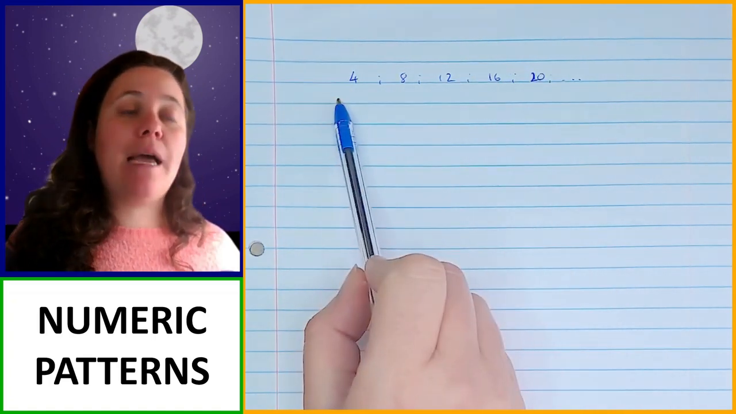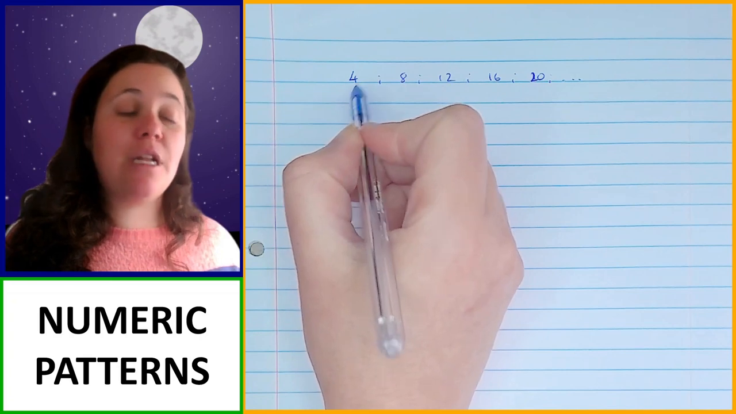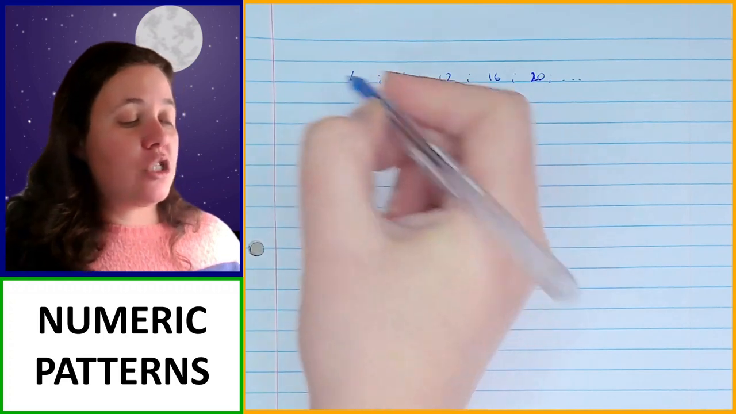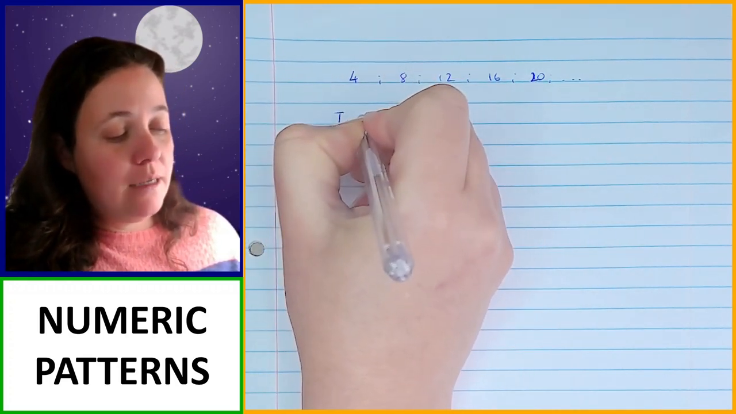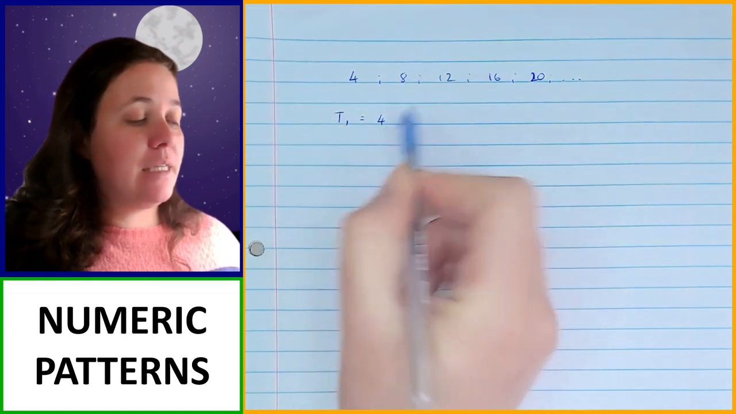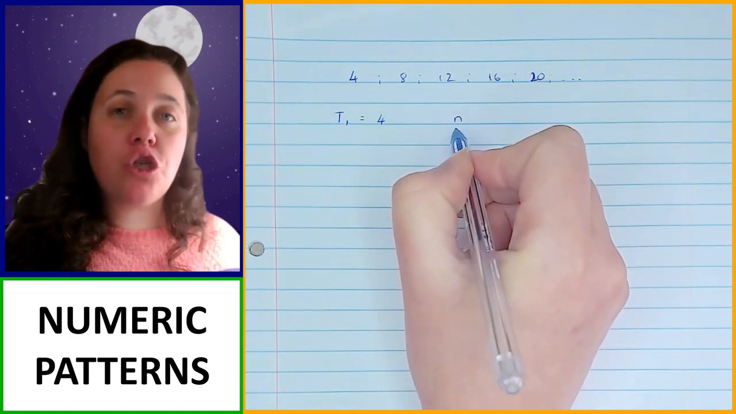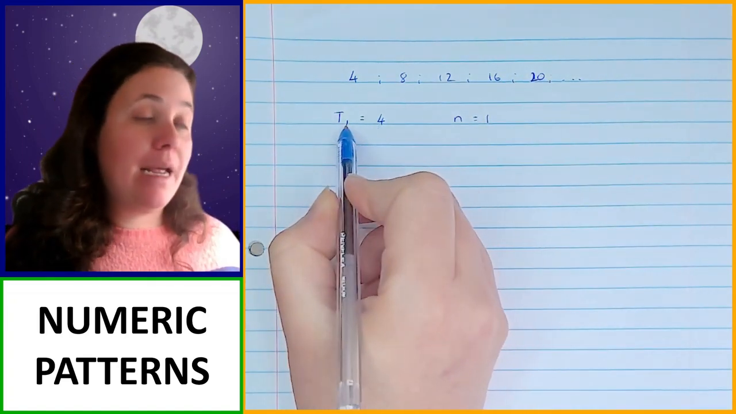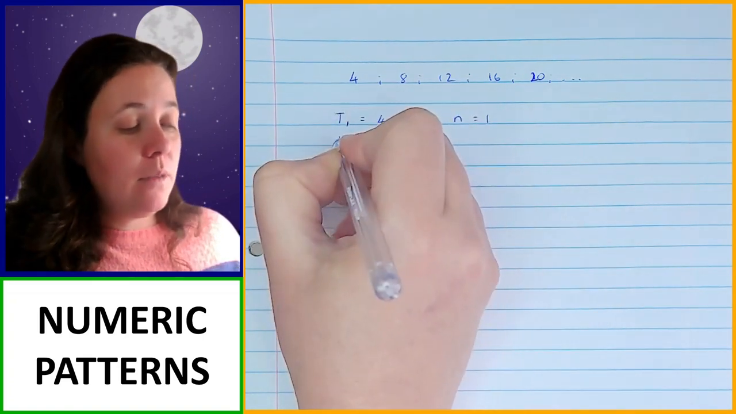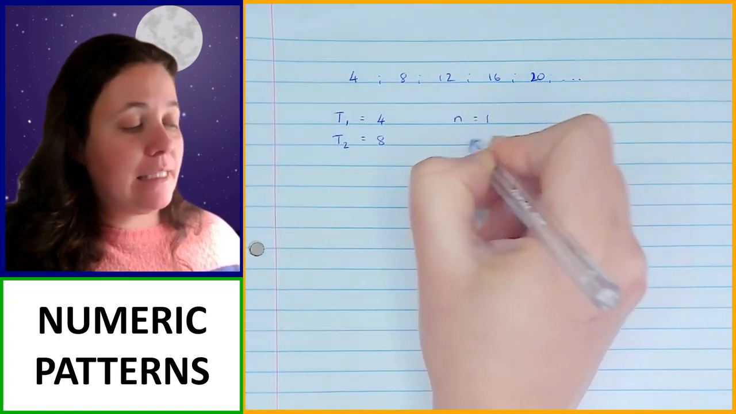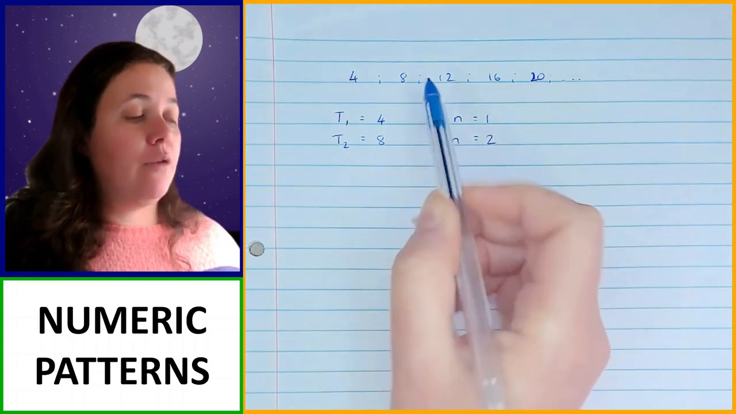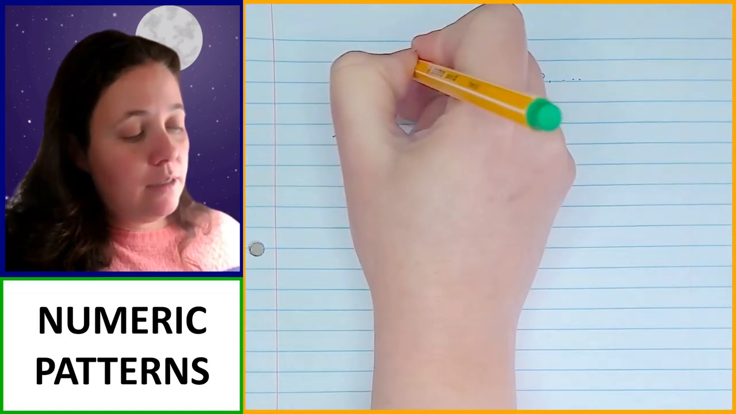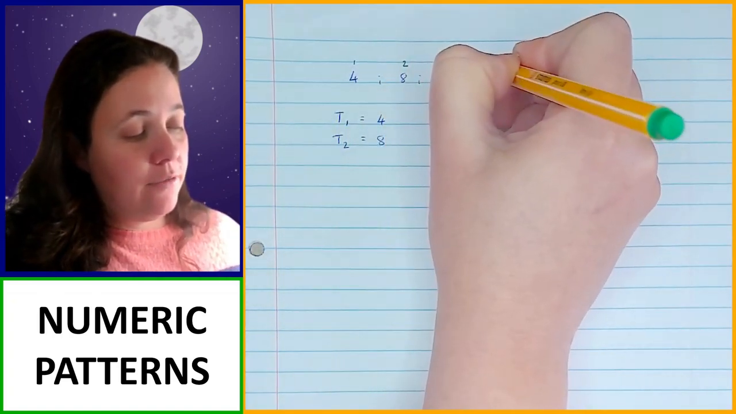Okay, so they have a term number, which is the position that it is in the pattern, and they have a value as well. So I could write it like this. I could say term 1 is equal to 4. And in this example, n, which is our term number, that is the position, is equal to 1, and the value, where n is 1, is 4. Term 2 is equal to 8, and in that case, n is equal to 2. Remember, n is the position. So over here, this is 1, 2, 3, 4, 5.